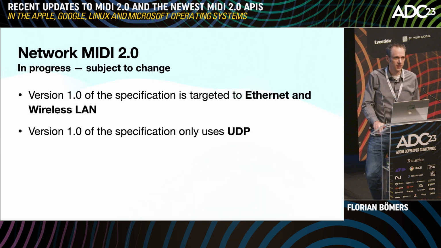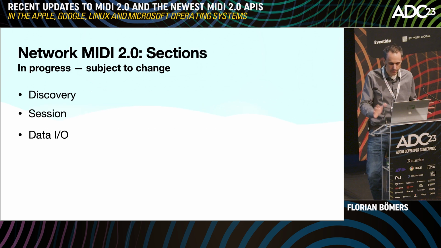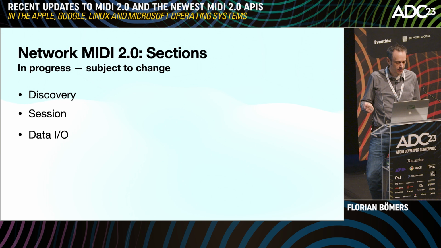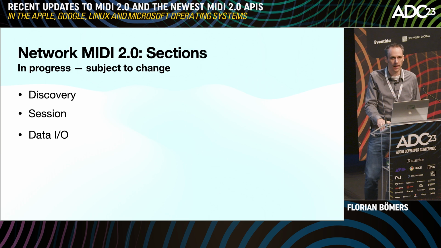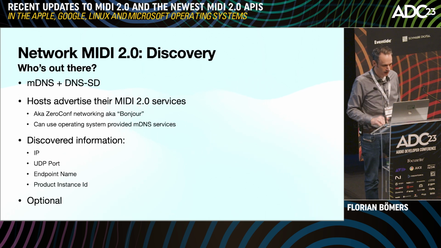And it only uses UDP. So we try to simplify matters to come out with the specification sooner rather than later, and then have a lot of features. So keep it simple. There are 3 main sections in the network MIDI 2.0 specification: discovery, session management, like session setup and teardown, and eventually, of course, data I/O, sending and receiving UMP messages.